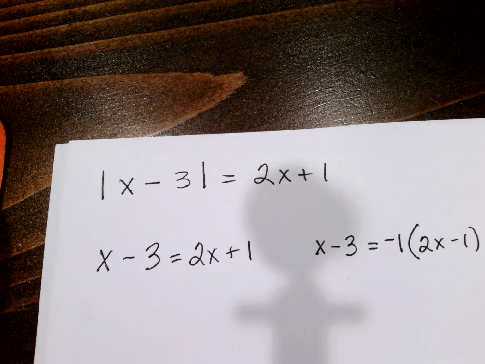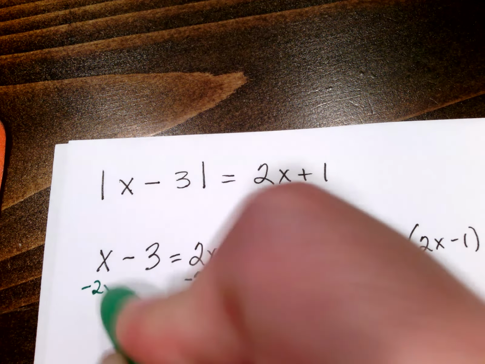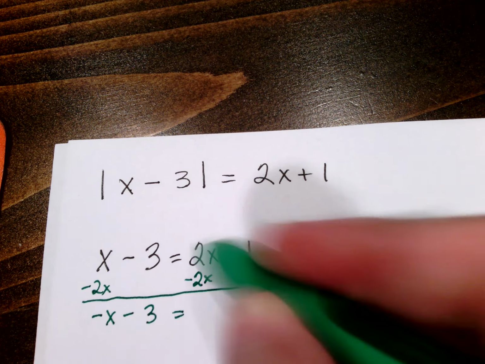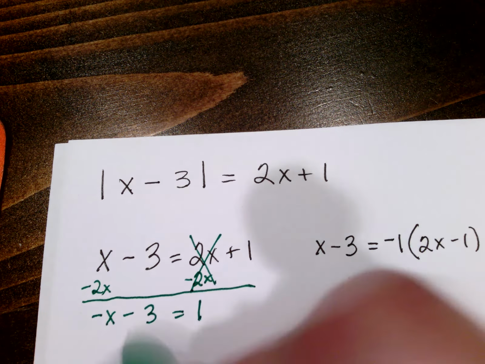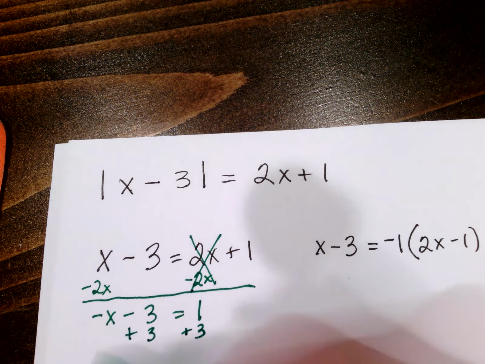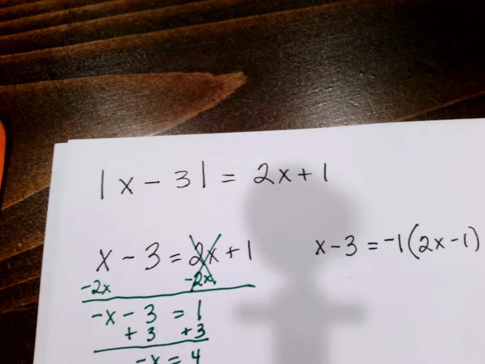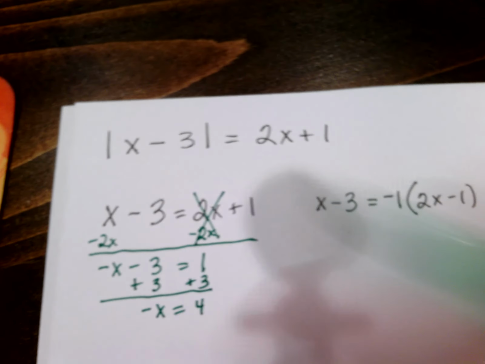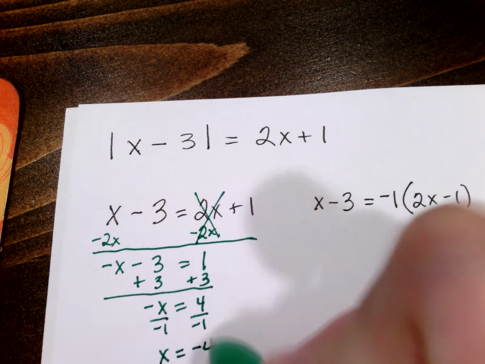Now we solve each equation separately. We'll need to get all the x's on one side, so let's subtract 2x here. That leaves us with -x minus 3 equals, notice my 2x's cancel out, just 1. Then I'll add 3, leaving me with -x equals 4. And my last step then is I'll just divide both sides by -1. So I get x equals -4.